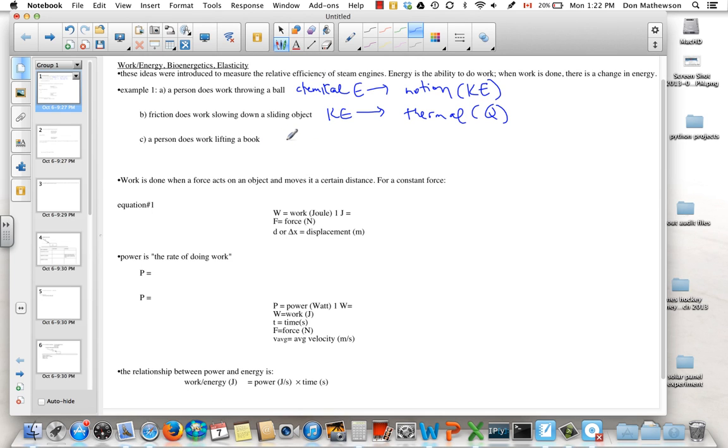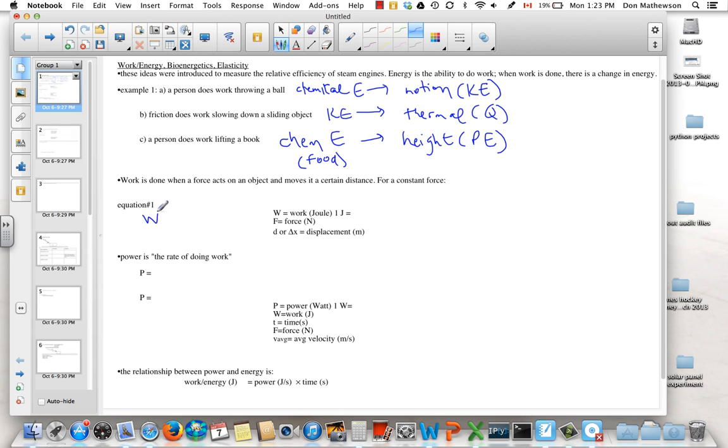If you lift a book, then again, you're using the chemical energy in your muscles, and that's the chemical bonds in the food that you eat, and converting that to height energy. Height energy is PE. So, when work is done, energy changes form.